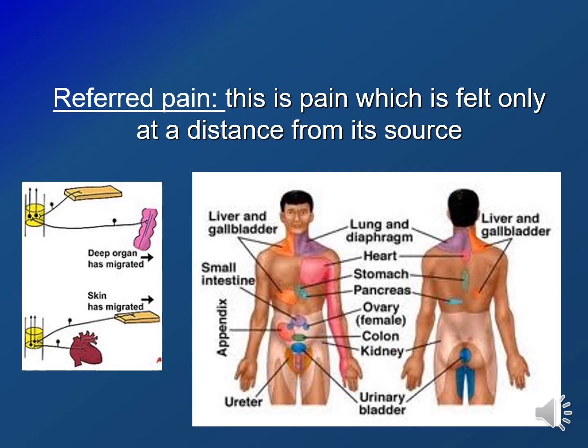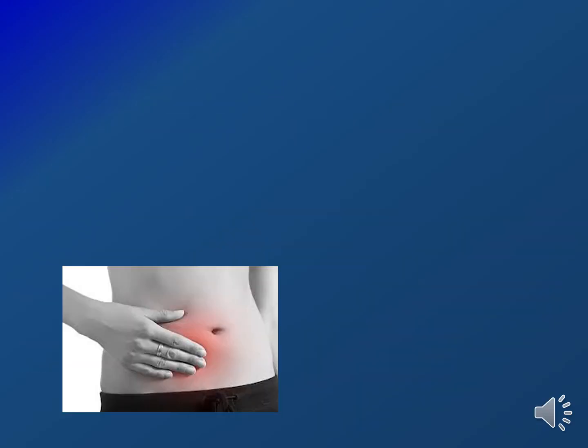Examples of referred pain. The most common example is acute cholecystitis, which causes pain in the tip of the right shoulder. Heart ischemia causes pain in the left arm. All these areas in the superficial skin are referred pain from deep organs.